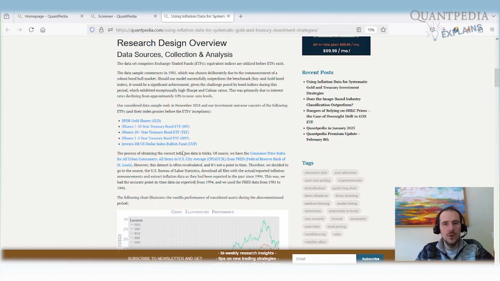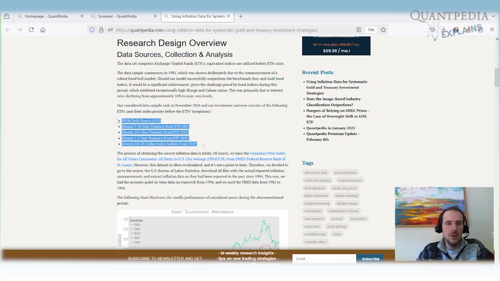How does it look? We ran an analysis from 1981 to November 2024. Why did we pick this period? The reason is that it was the time when we had a very strong bull market in bonds. If we are able to find a trading strategy that outperforms bonds or treasuries as a benchmark, we know that the trading strategy is a good one, because it's very hard to find a strategy that outperforms fixed income or treasuries in this 40-year bull market.